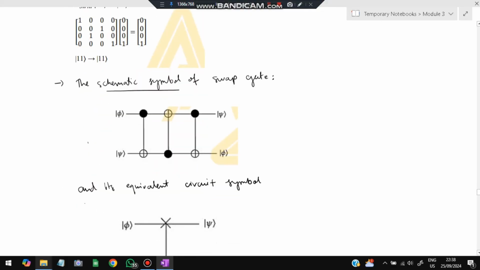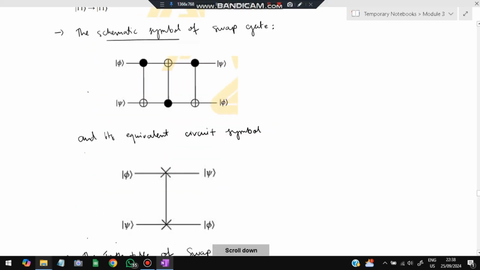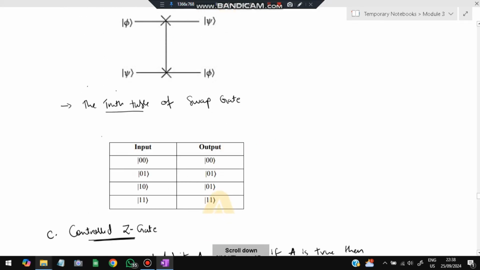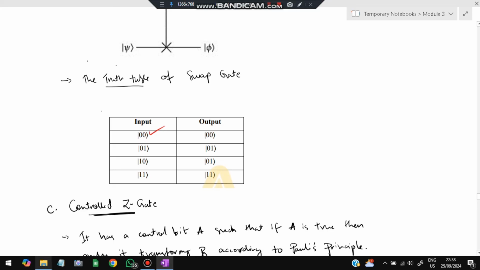This is the schematic representation of the swap gate, and this is the equivalent circuit symbol. And the truth table for the swap gate is also very simple. 0 0 will remain 0 0, 1 1 will remain 1 1. 0 1 will turn to 1 0, and 1 0 will turn to 0 1. Sorry, this is 1 0. Okay, it will change.